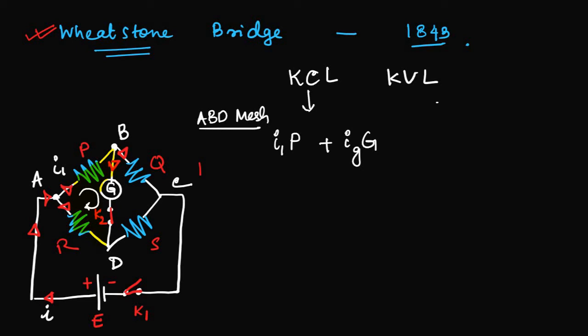The current is flowing in anti-clockwise direction, that's why the negative sign will come, with I minus I1 in brackets multiplied by resistance R, isn't it? Because it was I here till A and it got divided into two parts. Through the arm AB it is I1, and through the arm AD it is I minus I1, right?